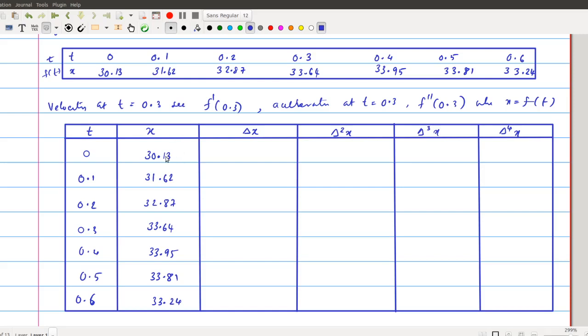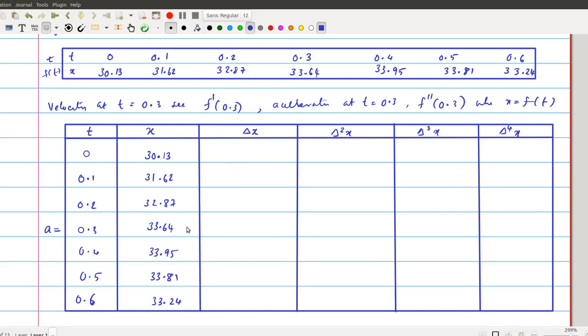This is our table. These are the t values and these are the x values. We need to evaluate f dash of 0.3. So we need to put a is equal to 0.3. So we set this is our a. So in the formula we will use del f of a, del square f of a, del cube f of a, and so on. So we write these values, fill these values.